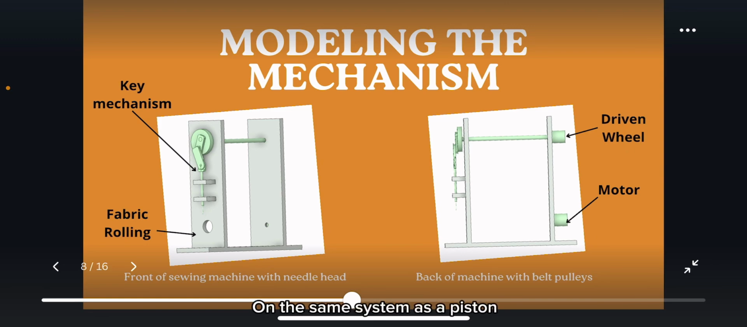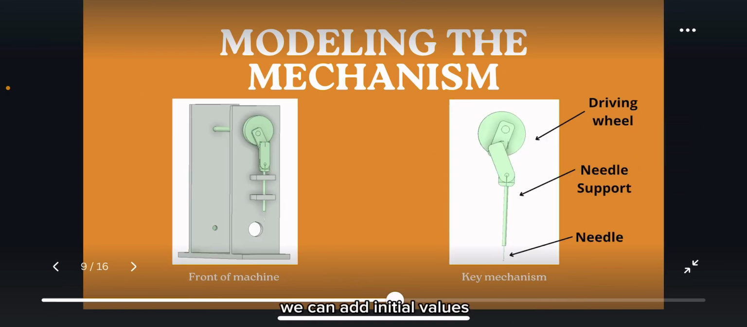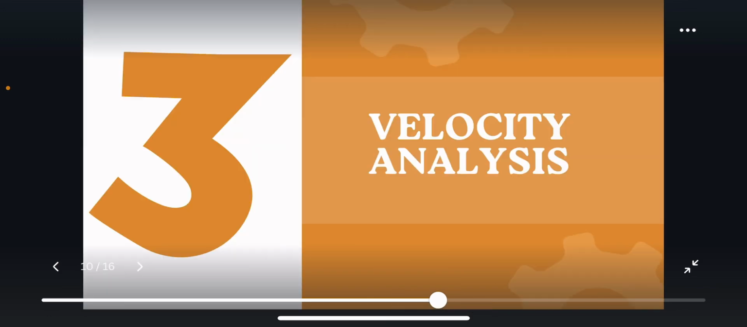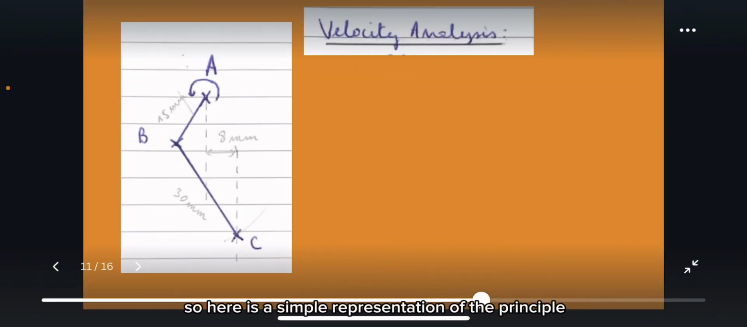On the same system as a piston, the drive wheel allows the needle to be moved up and down using a slide. By modeling the mechanism in ANSYS, we can add initial values in order to numerically simulate and make a speed, acceleration or positional study. So now I'm going to calculate the velocity at point C. So here is a simple representation of the principle of the sewing machine with the needle at the point C.